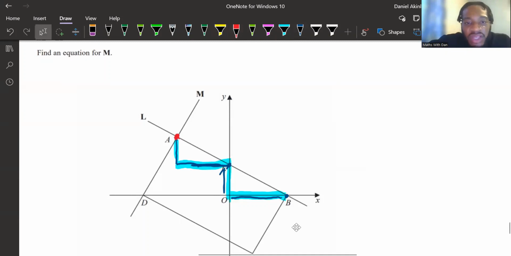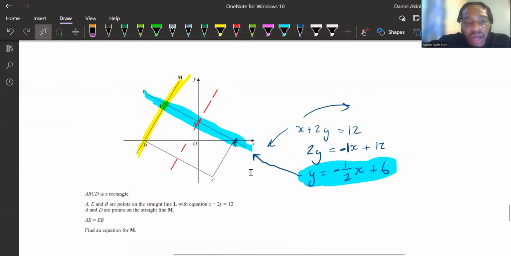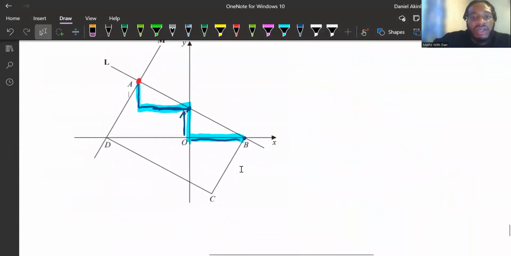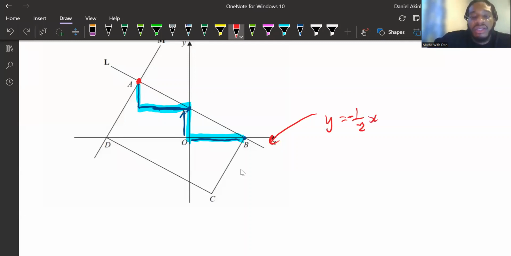So remember, this is the line of y equals minus a half x plus 6. So what I could do is, let me write this here actually. This here is y is equal to minus a half x plus 6. So I need to find out what the intercepts are. So for example, this point here in green, yeah, this is when y is equal to 0, right? Because it's along the x-axis.